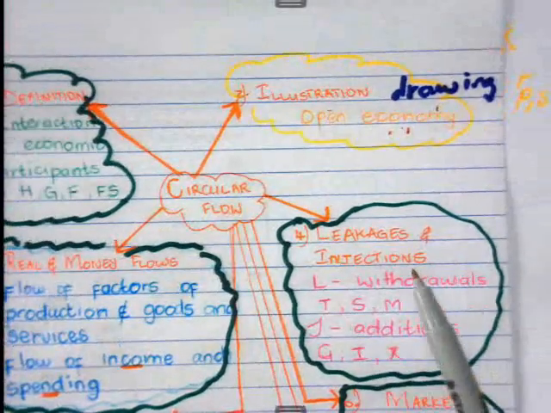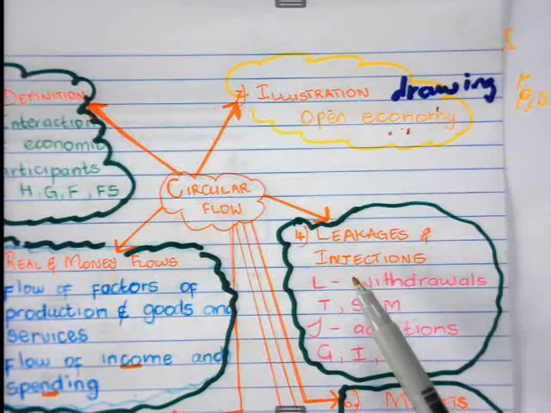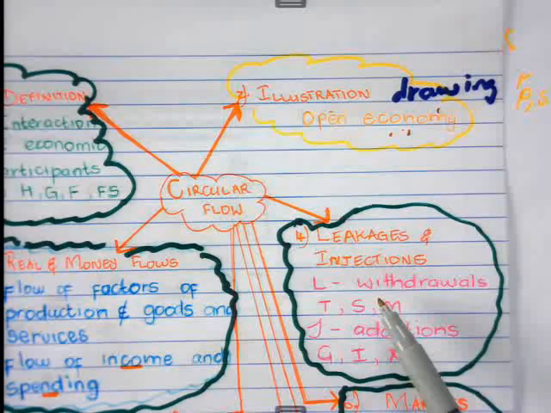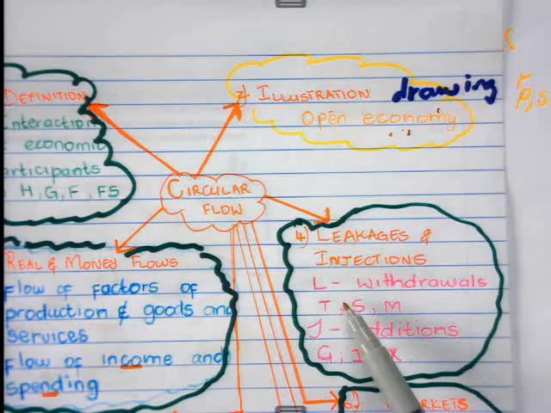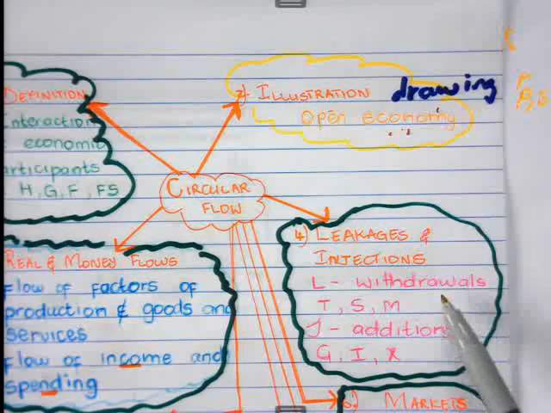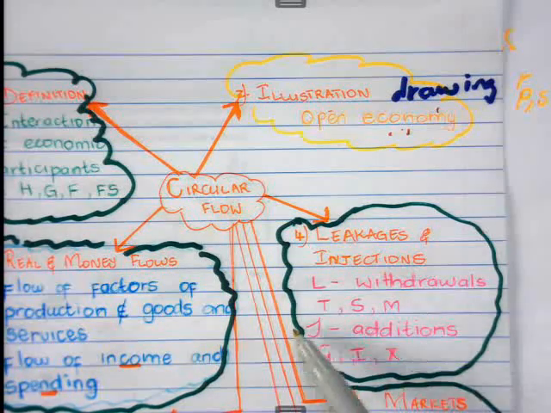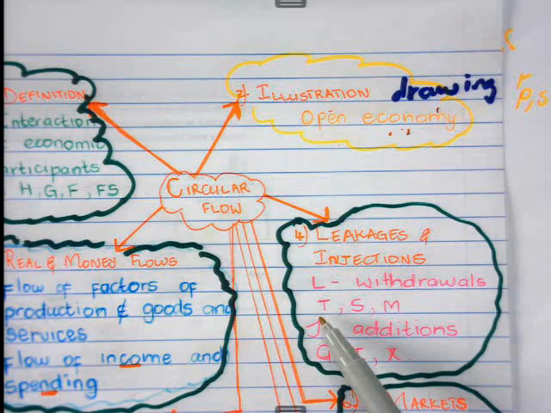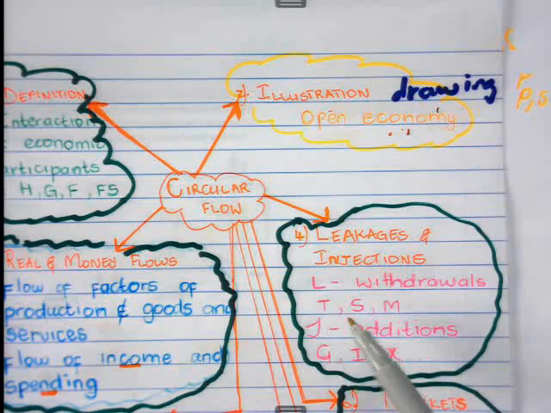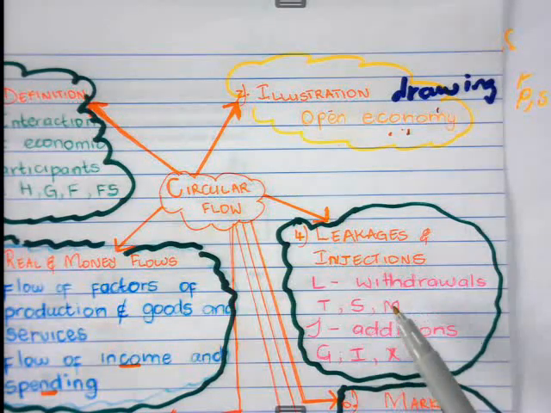We can also distinguish between leakages and injections. Then we said that leakages are withdrawals within the economy, and the withdrawals can take place in the form of taxes, which we pay to the government, in the form of savings, the money that we save in the financial institutions, as well as when we buy imported goods from foreign countries.